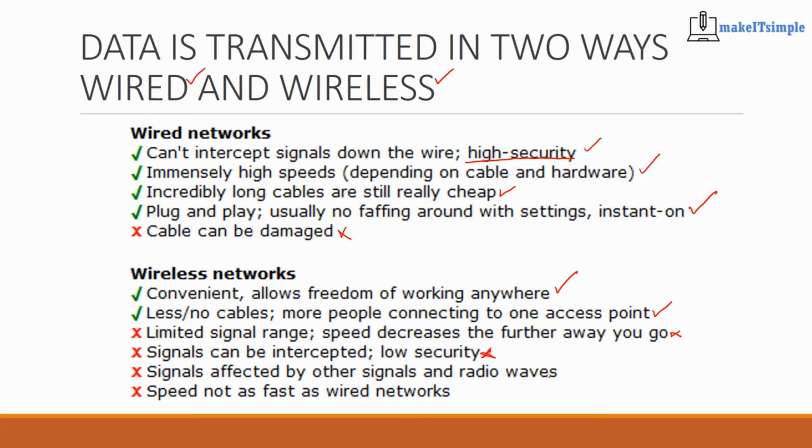Signals are affected by other signals and radio waves. And the speed is not as fast as wired networks. That's true also, because with wireless networks, it needs to travel through the air, and sometimes it needs to pass through walls, pass through buildings, pass through the ground. All those sorts of things stop the signals, but you'll understand that as we go along.